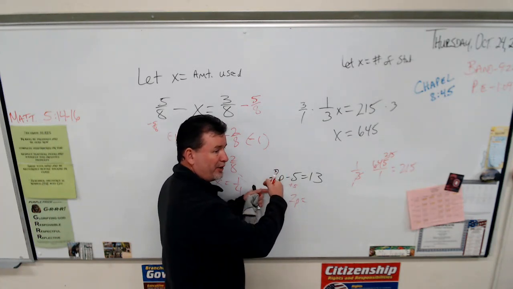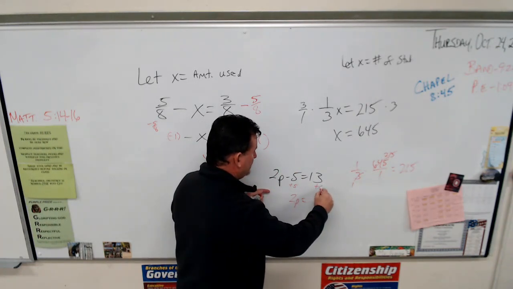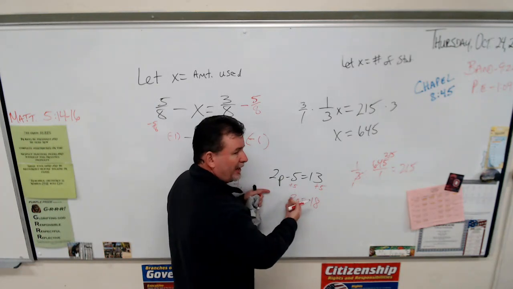Whatever you do to one side of the equation, you must do to the other. 13 plus 5 is 18. How do you get rid of the 2?